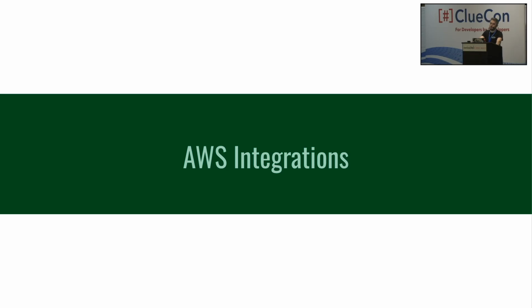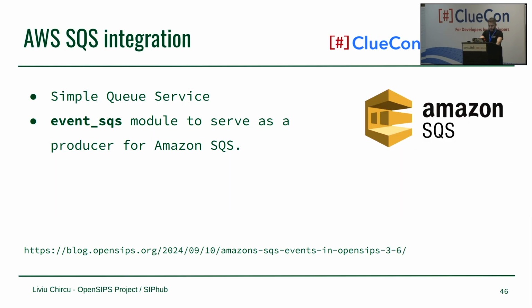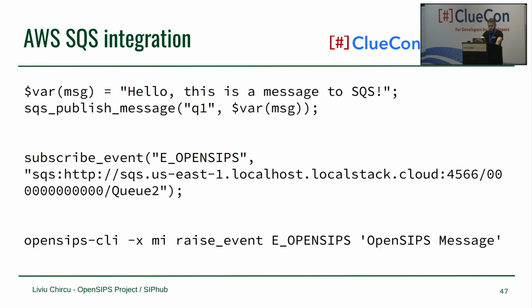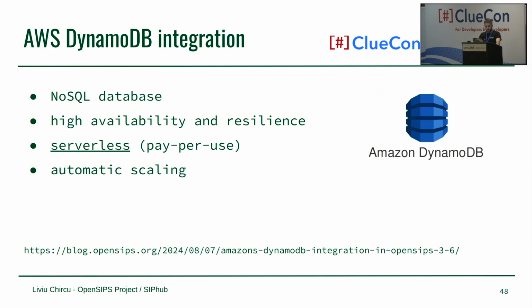And there was also something going on the AWS side. First off, there is the simple queue service integration. So now we can be a producer for an Amazon SQS queue. You can do it at both script level with the SQS publish message or via events. So anytime, for example, in this example here, we connect the event OpenSIPS to the SQS queue. So every time it is raised, a message with the right content parameter gets pushed to AWS.